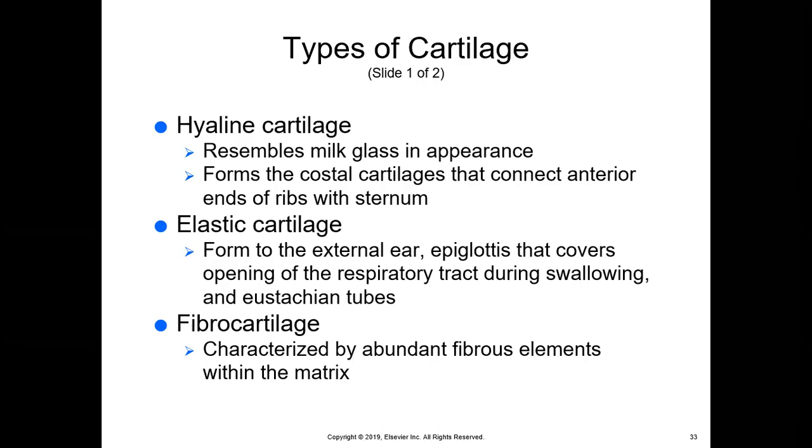Then you have elastic cartilage. They form the external ear, and it's also the epiglottis, which covers the opening of the respiratory tract during swallowing, and also the eustachian tubes. Then you have fibrocartilage. It has a lot of fibrous elements within its matrix, so it's very, very hard.